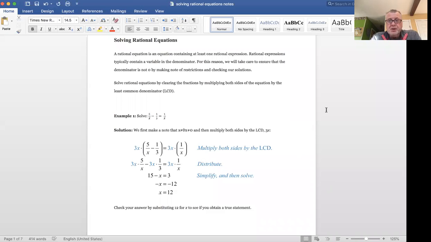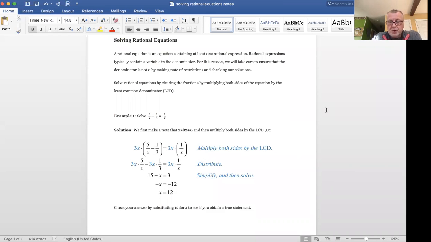Okay, so this is a document that was sent to you. This is part of your notes. Okay, so solving rational equations. A rational equation is an equation containing at least one rational expression. Remember, that's a fraction. Rational expressions typically contain a variable in the denominator. For this reason, we will take care to ensure that the denominator is not zero by making note of the restrictions and checking our solutions.